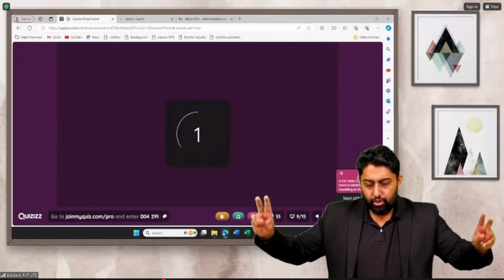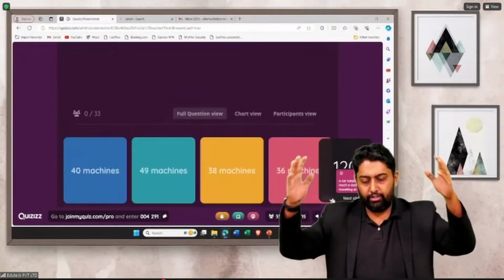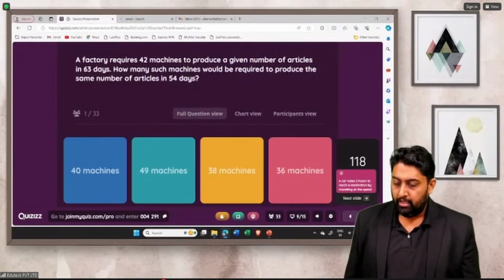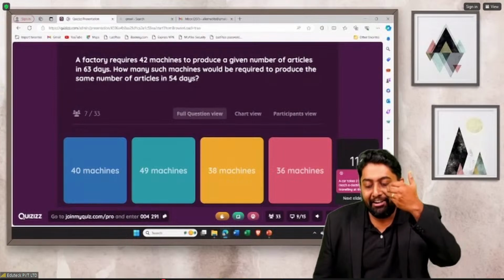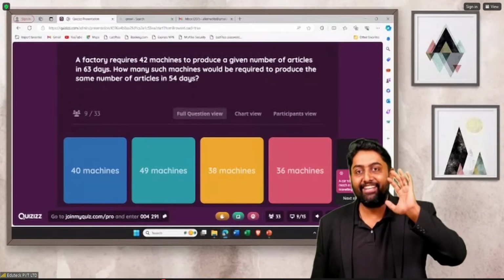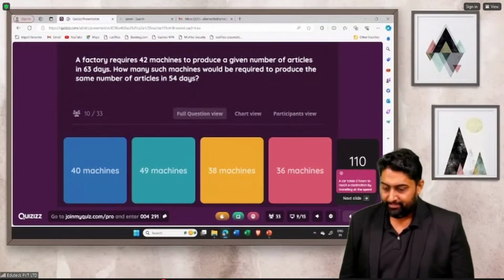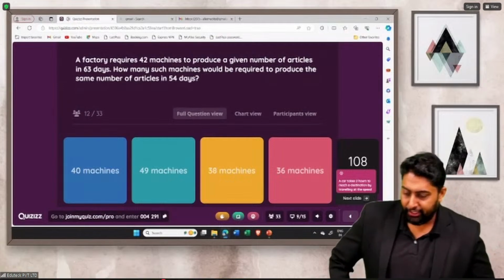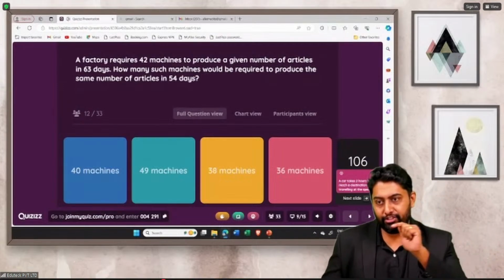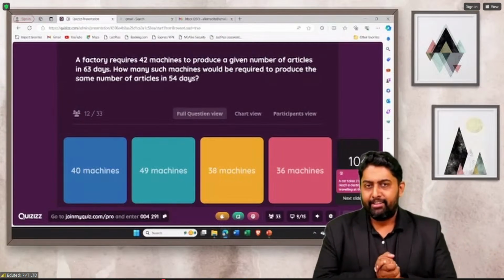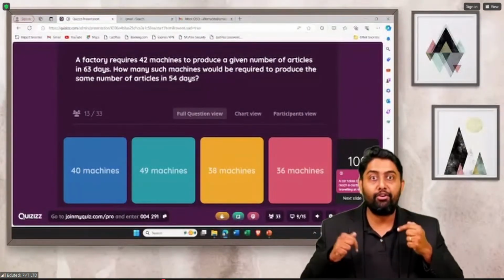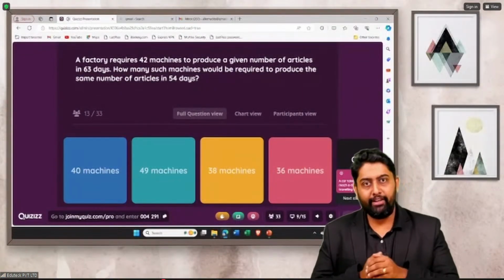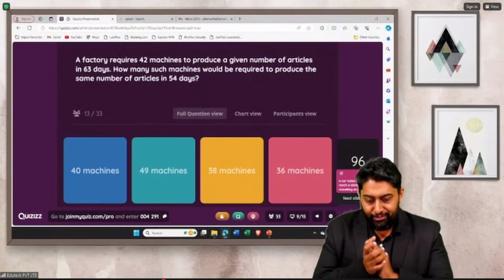3, 2, 1. On your screens now. A factory requires... Oh. People are not even reading the question. They're just selecting the answers. Okay. You all will get to know about this, what happens when you just select the options. Don't worry. There are a few questions which we have developed separately just to check your knowledge. So you'll be getting caught over there also. Don't worry.